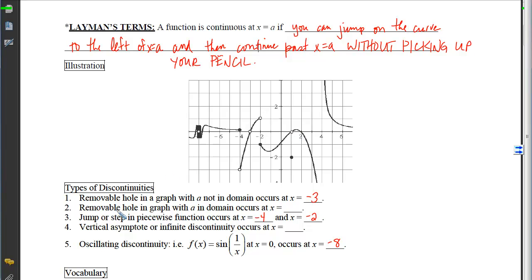So we are at a removable hole, only this time we can see that there is a y coordinate of -2 assigned to the x coordinate of 1. Because of this, we know that 1 was in the domain of the function. So we have a removable hole where the hole has an x coordinate in the function's domain. And then the last time we have to pick up our pencil is when we start heading down on this asymptote and then we pick back up again. So this particular discontinuity at 4 is called a vertical asymptote or an infinite discontinuity.